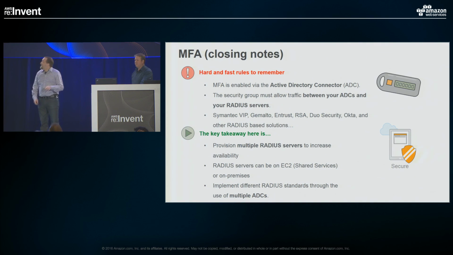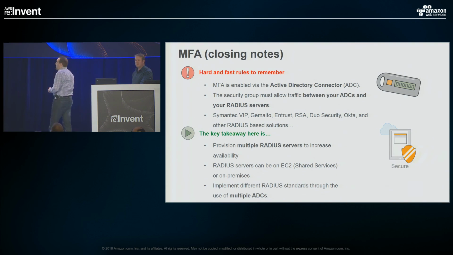So again, you enable that at the Active Directory connector level. That means everybody in the directory is either enabled or disabled. The security group must allow traffic communication on port 1812, in the instance where we were showing port 1812 for the MFA server. It must allow that communication between your ADCs and your Radius servers. And we support a variety of products from our partners. You see a couple of them up here: Symantec, Gemalto, Duo Security, Okta, most general Radius solutions.